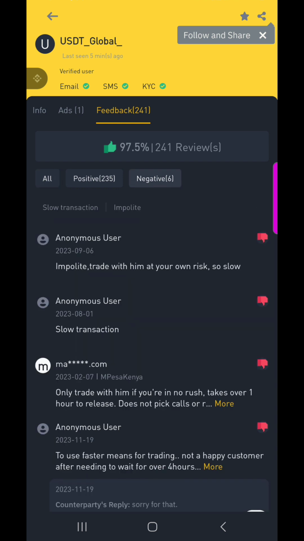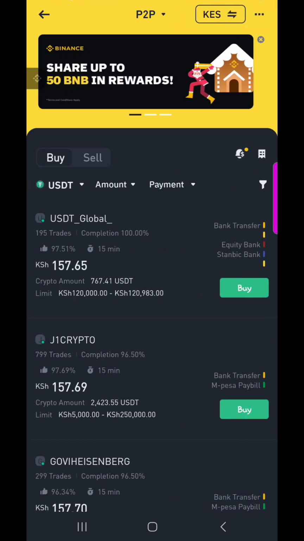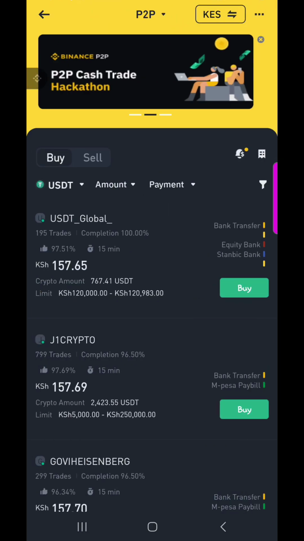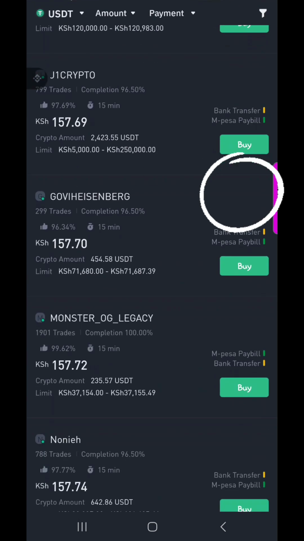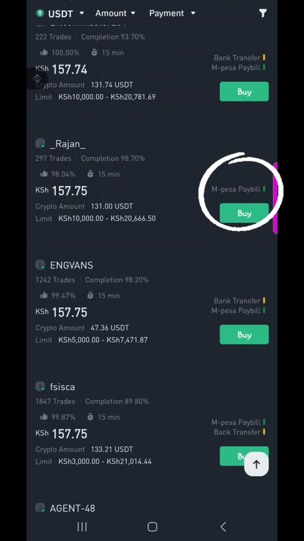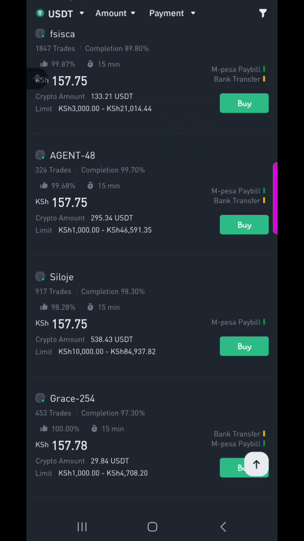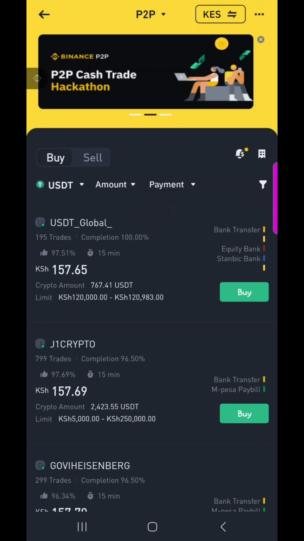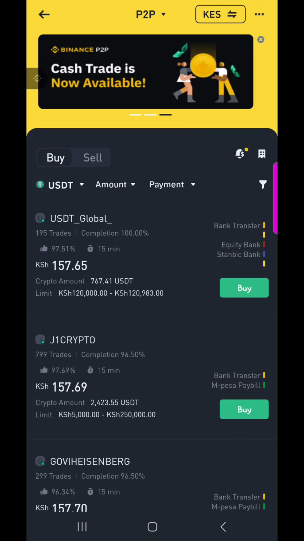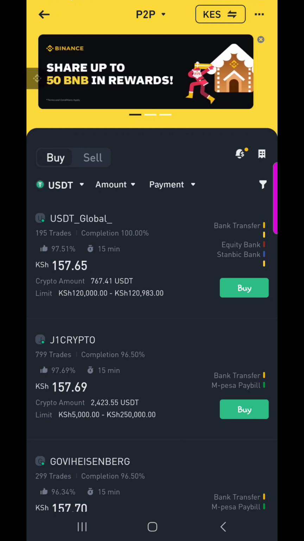So what else are you supposed to look at? You're also supposed to look at the mode of payment or methods of payment. Different merchants use different payment methods. So for example, for these first merchants, they use bank transfer, Equity, Stanbic Bank. For these other ones, you can see bank transfer, M-PESA pay bill. You can see M-PESA pay bill alone. So there are various methods of payment depending on what is favorable for the merchant. So you're also going to pick a merchant that suits the kind of payment method you want to use.